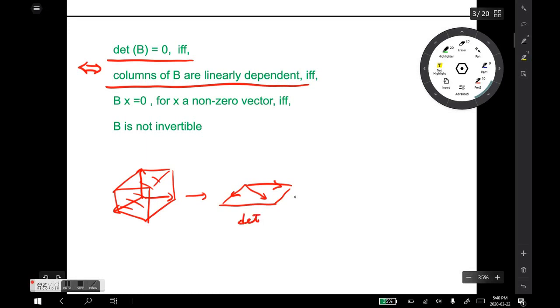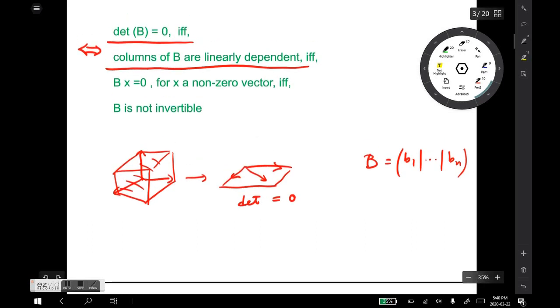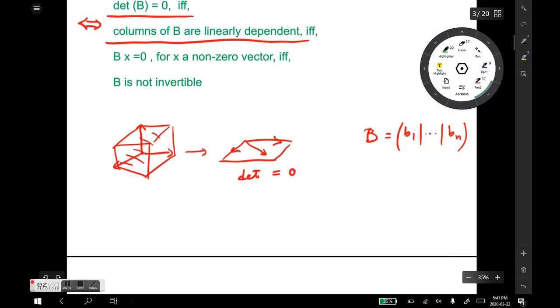And this is the determinant of the columns of this matrix, if you will. So if B is given by columns B1 to Bn, then the determinant is 0 if the columns are linearly dependent. We discussed this before. Another thing is that the columns of B are linearly dependent if and only if Bx equals 0 for some non-zero x.